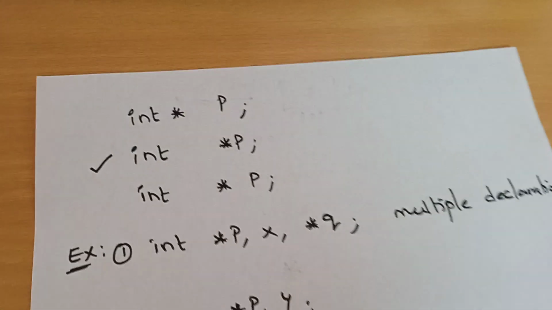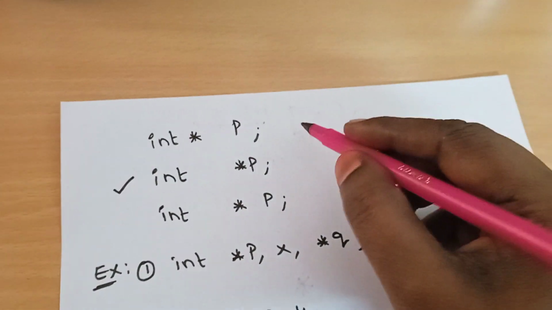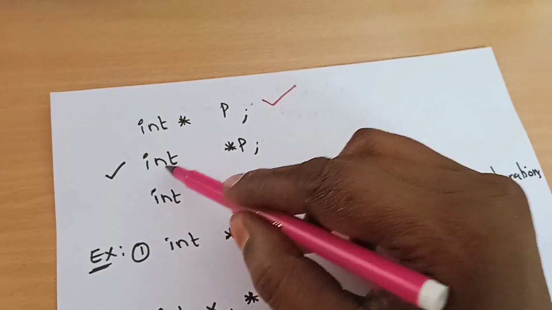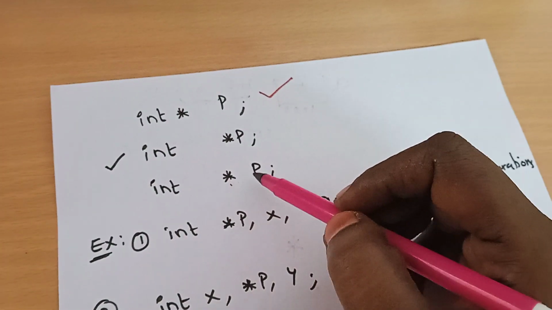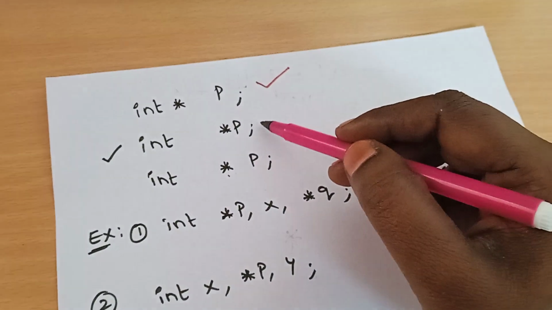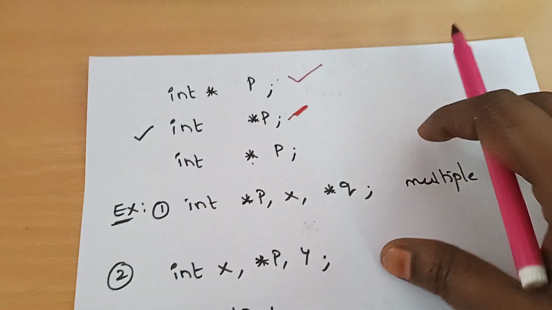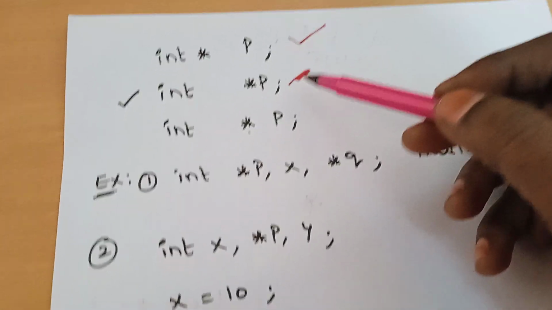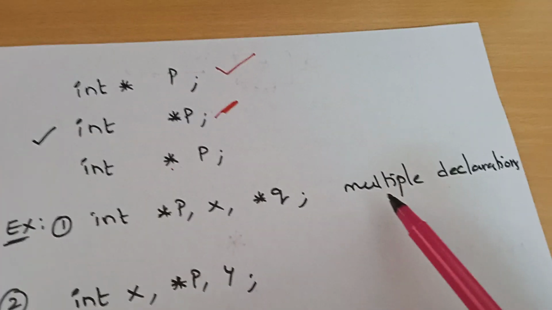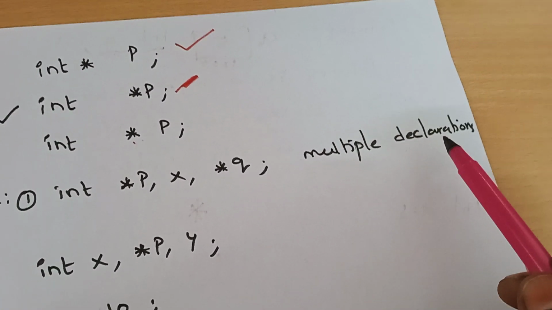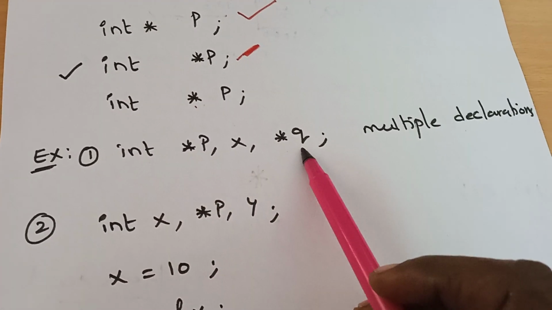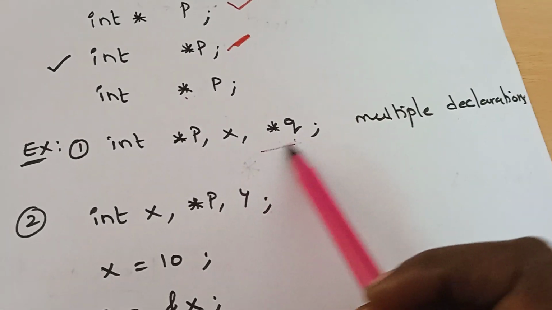Now, before we see the initialization part, let's see some validity statements. So, this is valid in the program. You can give int star p, it is valid. Int star p, it is valid. Int star space p, it is also valid. Most of the cases we use this way of representation. Now, let's see if I want to put multiple declarations in my program. This is also valid: int star p, x comma star q. Yes, multiple declarations can be given.